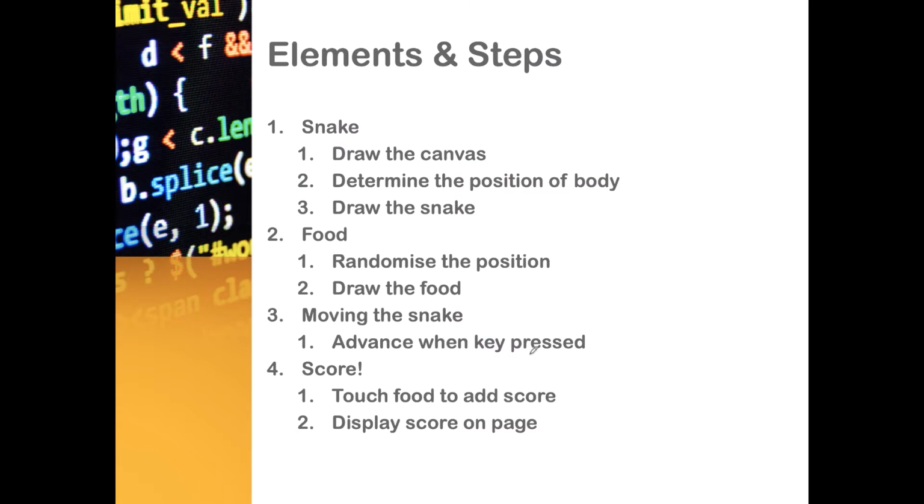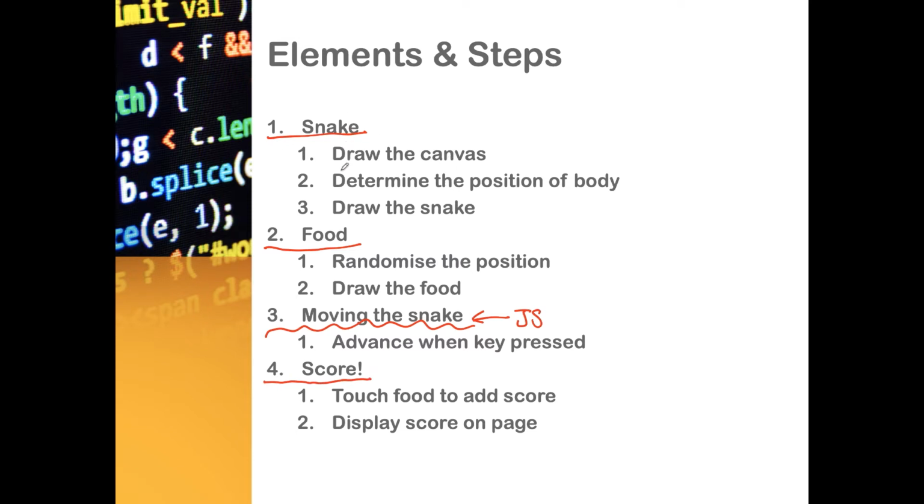So anyway, here are some main elements and steps as I mentioned in the previous slide. First of all, it's the snake, the most important thing. Then we have the food. And another big topic would be how you would move the snake. We would do that with JavaScript. And finally, we need a scoring system.